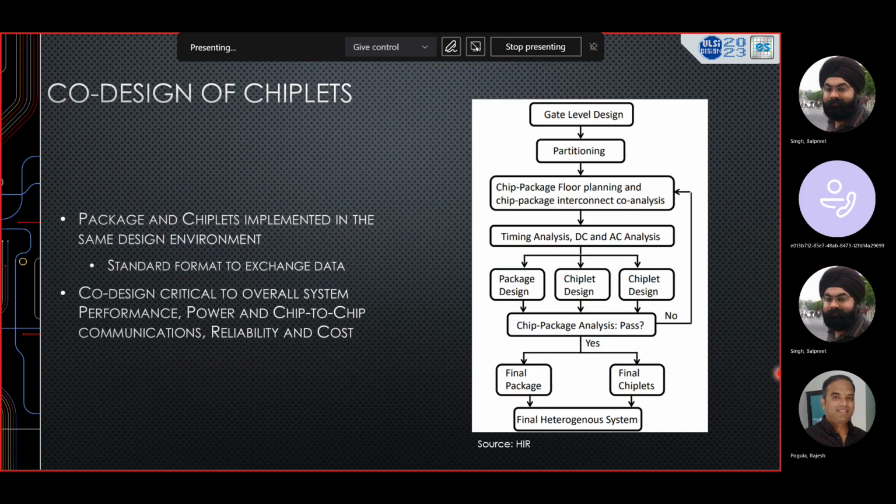So here, again, a similar example, the standard format of data exchange is extremely important. If you just look at this particular flow chart, the gate level design, then we do partitioning, which block has to sit where, and so on. Then chip-package floor planning, as I said, is extremely important: chip level floor planning, package level floor planning and system level floor planning as well. Then we do timing analysis and the electrical analysis and so on. Then we have all these pieces coming in parallel, right? There could be multiple chiplets. There is a package design. All of them are converging at similar time frames. So that way, you have a converged final heterogeneous system, right?